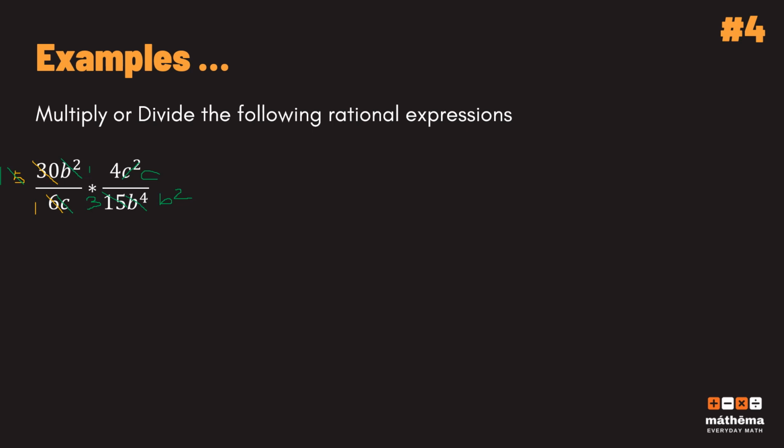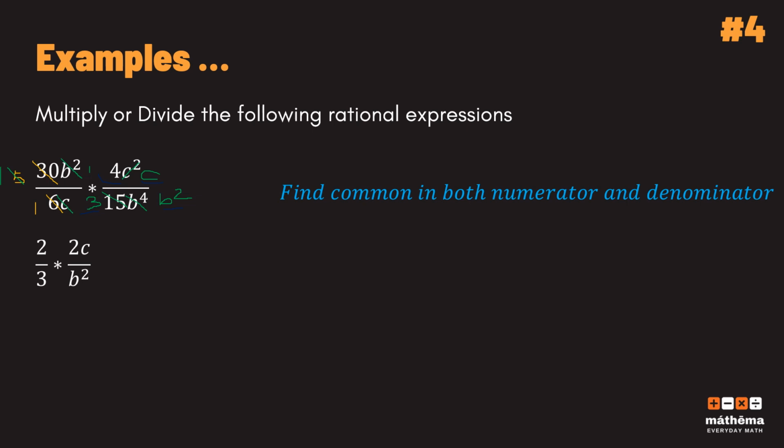Alright, so again, in our numerator, let me just highlight this one. We have 4, and then we also have c. And then in our denominator, we have 3, and then we have b squared. So our final answer will be 4c over 3b squared, which is again the same as our answer earlier.